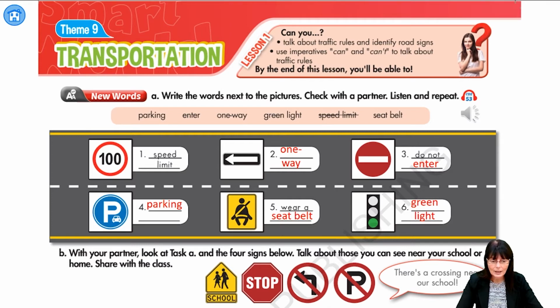You can just talk about the signs with each other, and you can use the words in the bubble. For example, there's a crossing near our school, or there's a stop sign near our school. Just remember, practice with each other. And we'll move on to the next slide now.